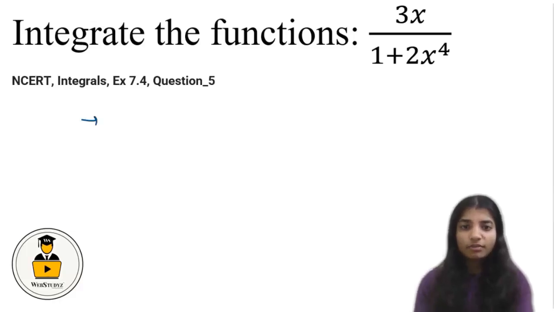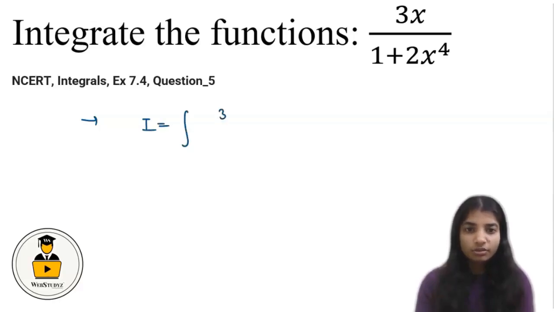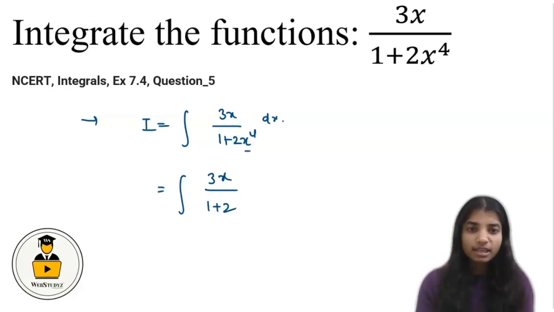In this question we have to find the integral of the function. Our function is 3x divided by (1 + 2x^4). We have to find its integral. Here we can write this as 3x divided by 1 + 2(x^2)^2, further multiplied by dx.